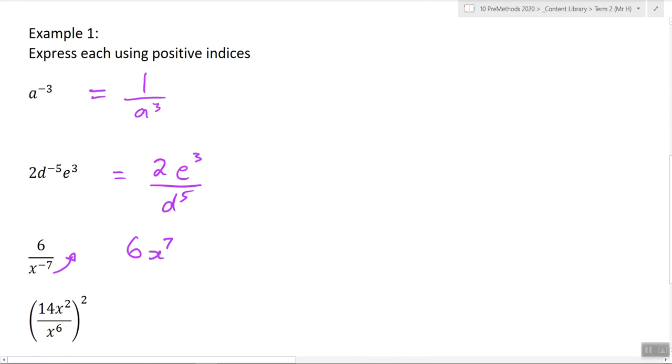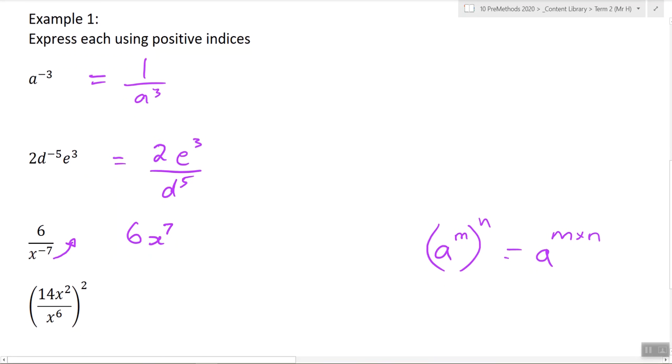Okay, so now we've got brackets, we're going to have to use the bracket law. So remember, if we have a to the power of m, and then there's a bracket with a power n outside, it's the same as a to the power m times n, okay? So you have to do the squared on both the top and the bottom, everyone, okay? So it's going to become, on the top, 14 squared.